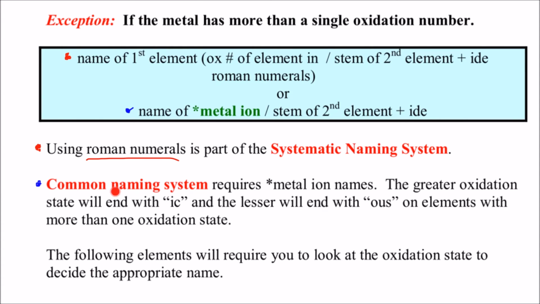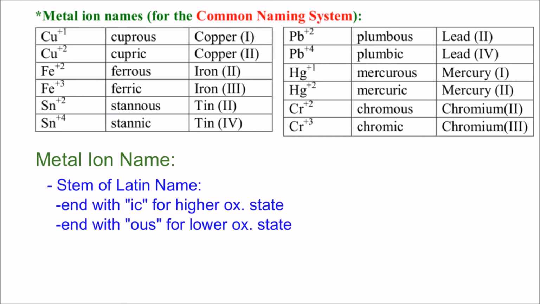Alright, let's talk about this common naming system. This is going to require you to know the metal ion names, which I will tell you in a minute. And the greater oxidation number will cause the metal ion name to end with "ic", and the lesser oxidation will cause it to end with "us". Okay, here are the elements that have common names, and they are matched up with their common ion names.